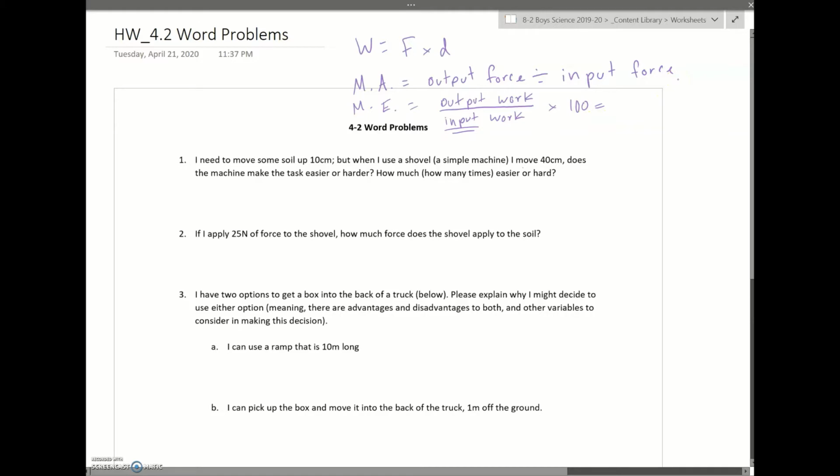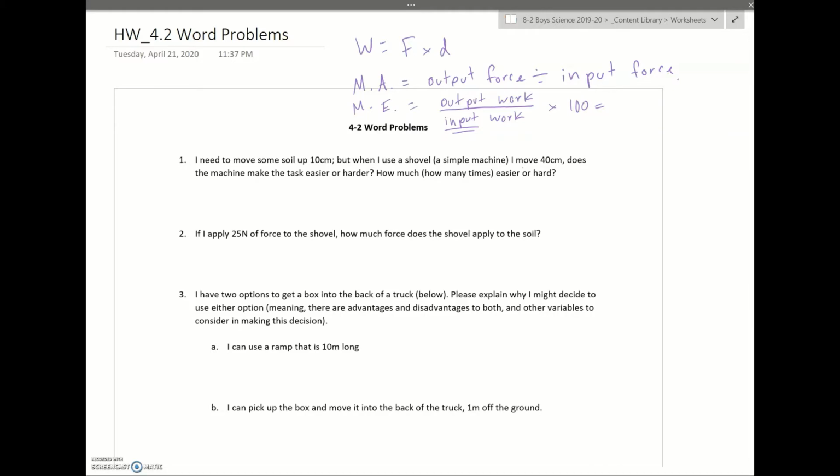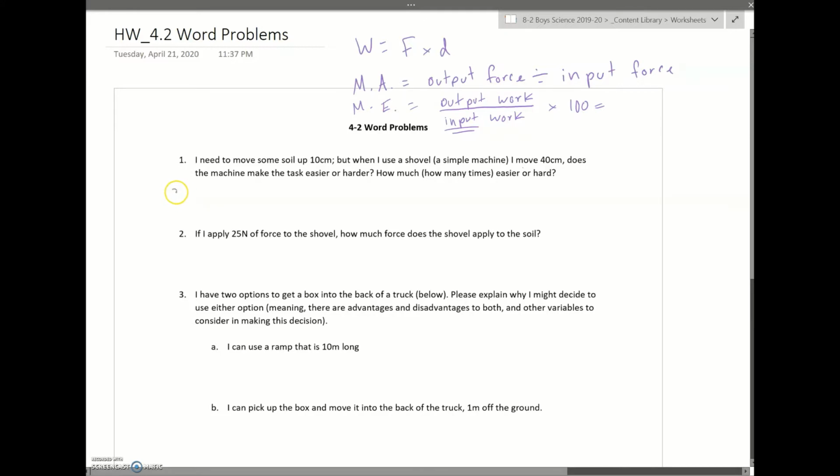So number 1 says, I need to move some soil up 10 centimeters, but when I use a shovel, I move 40 centimeters. Does the machine make the task easier or harder? How many times easier or harder? Well, you may recall that the force distance trade-off says that the more distance that you cover, the less force that you need to apply, right?